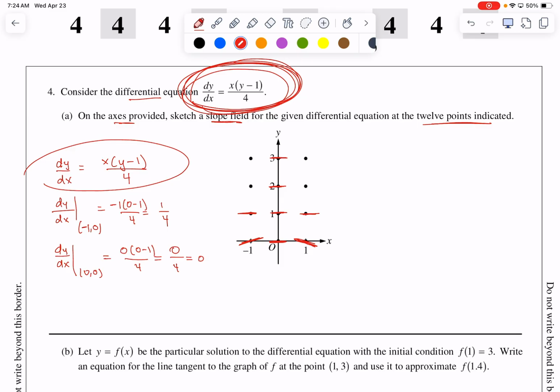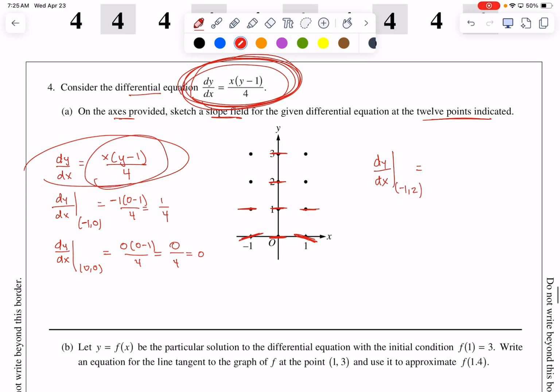So go up here to negative 1, 2. I can plug it in if you need me to. dy/dx at negative 1, comma 2. Let's plug it in right here. So it'd be negative 1 times 2 minus 1, plugging negative 1 in for x, 2 in for y, over 4. That's going to give me negative 1 times 1. That gives me what again? That's negative 1/4. So I get basically this right there.